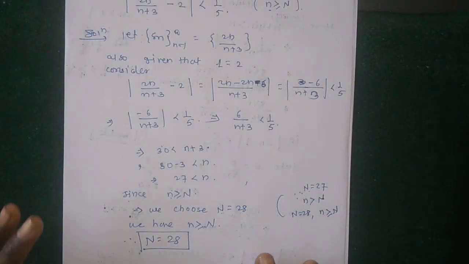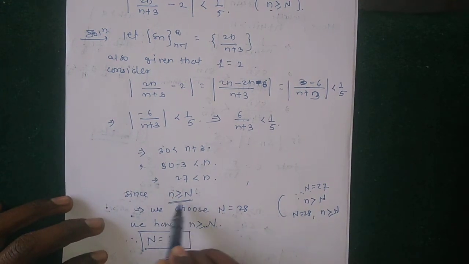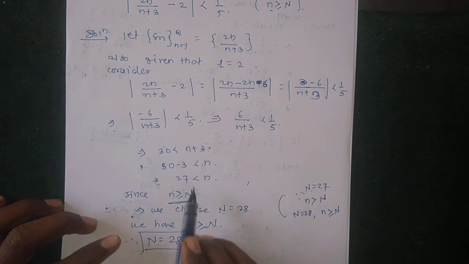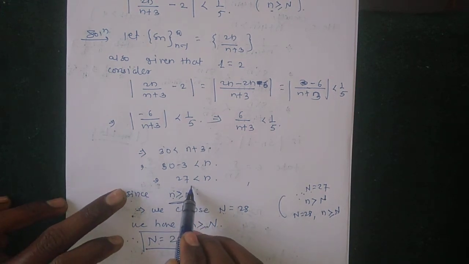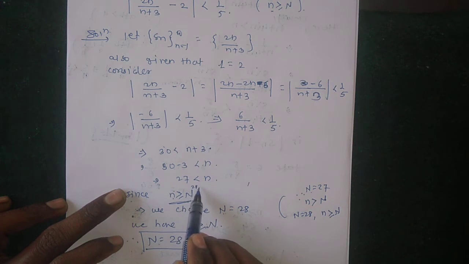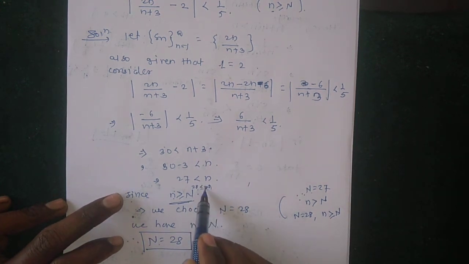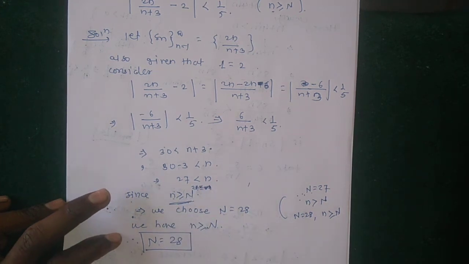How do we find this value? This N satisfies this condition. Here n is strictly greater than 27, so 28. If we take N as 28, then 28 is always less than or equal to n, so this condition is satisfied. If we take N equal to 28, then n is greater or equal to N.